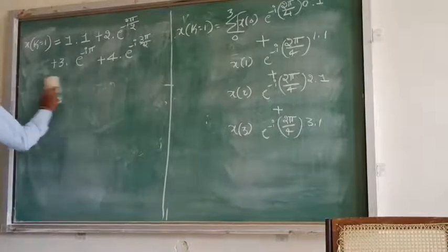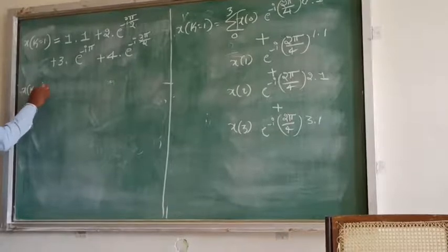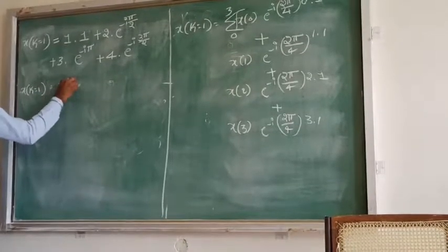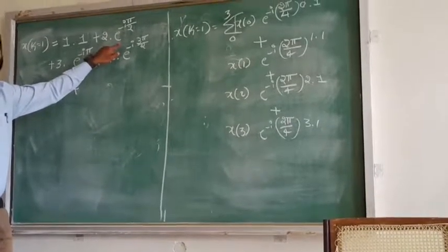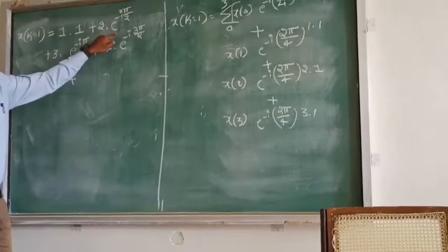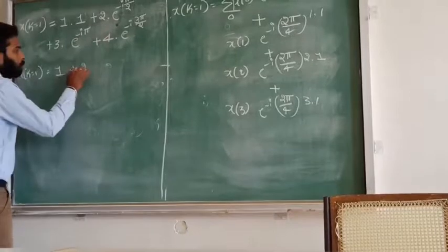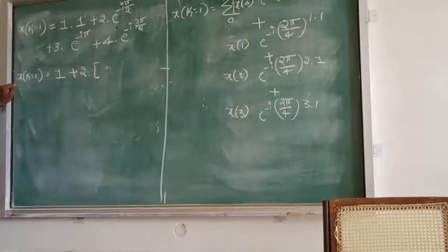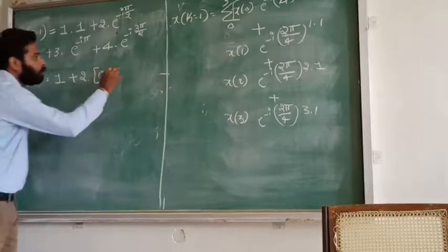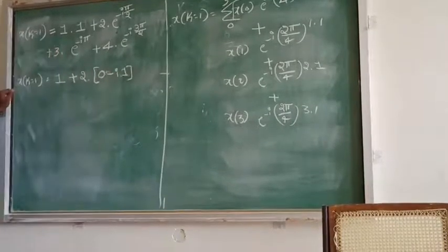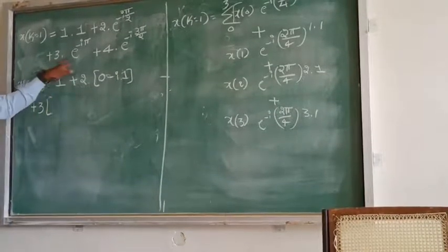Now I will write here x at k is equal to 1. 1 into 1 is 1, plus 2 into cos pi by 2 minus i sin pi by 2. Cos pi by 2 means cos 90, sin 90. So cos 90 is 0, sin 90 is 1. So this is 2 into cos 90 minus i sin 90. Cos 90 is 0. Minus i sin 90 is 1, i into 1. Okay.